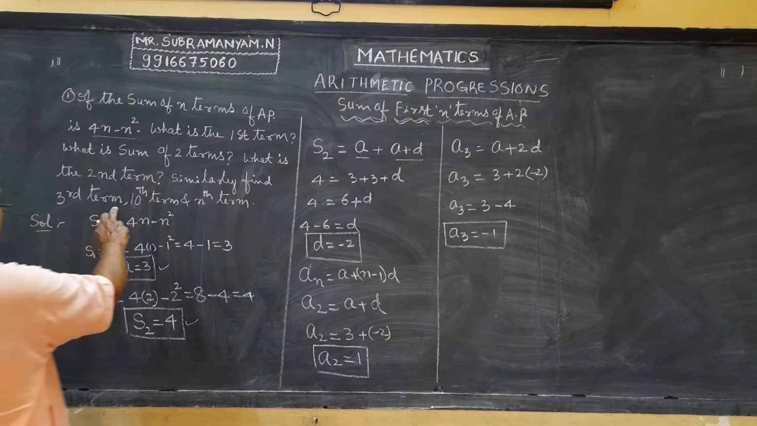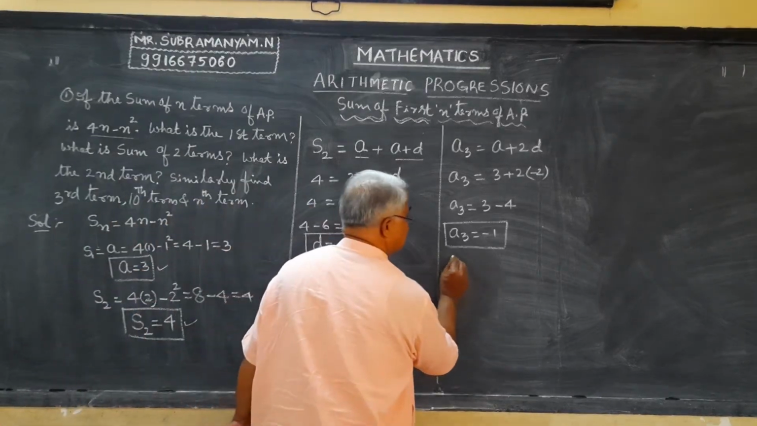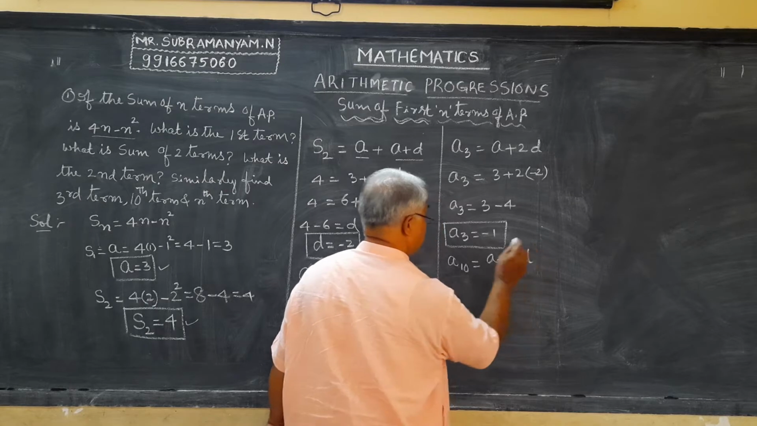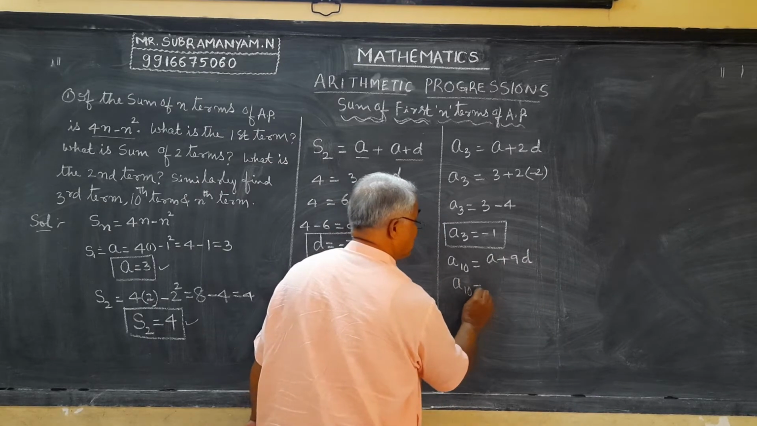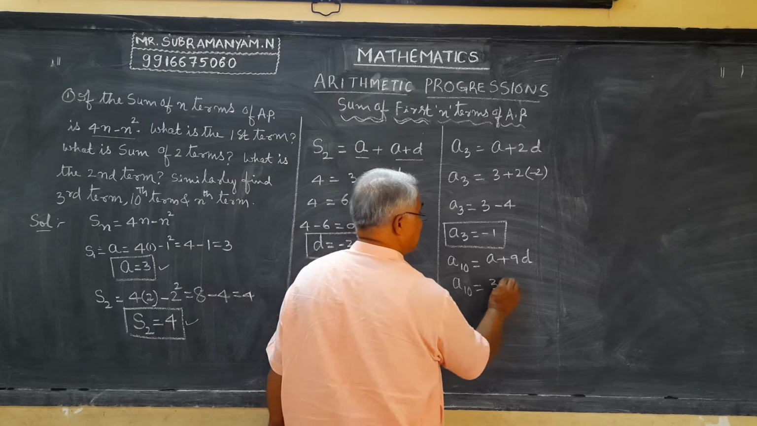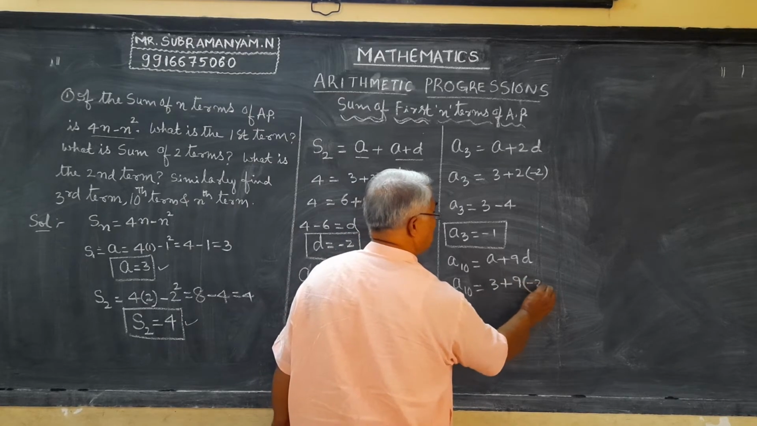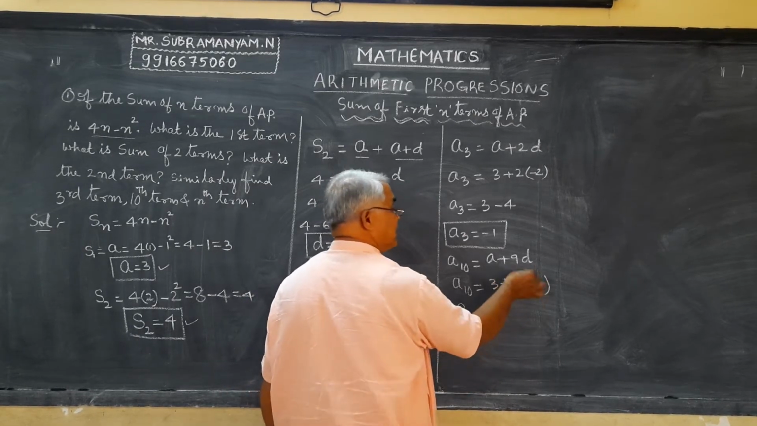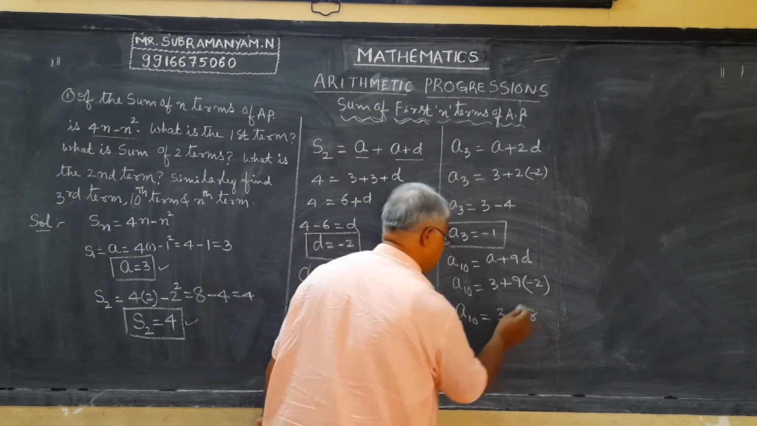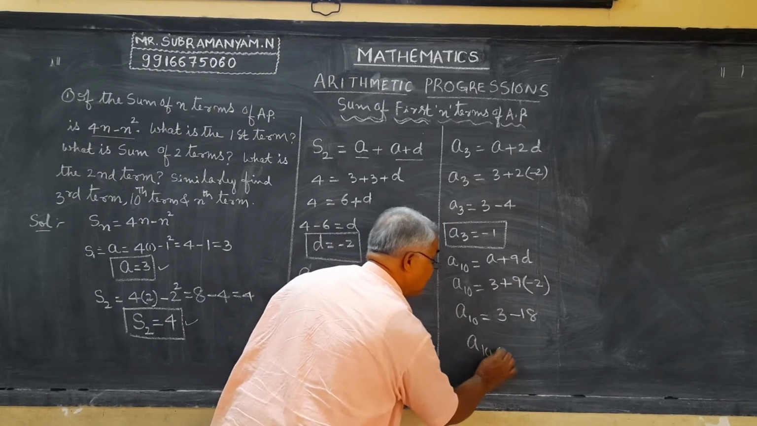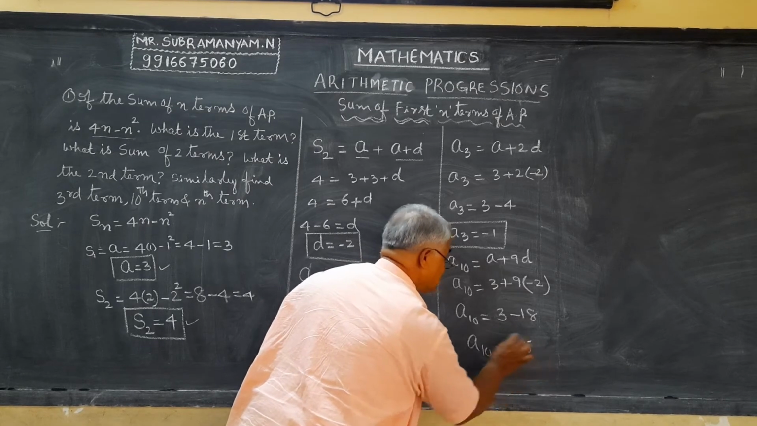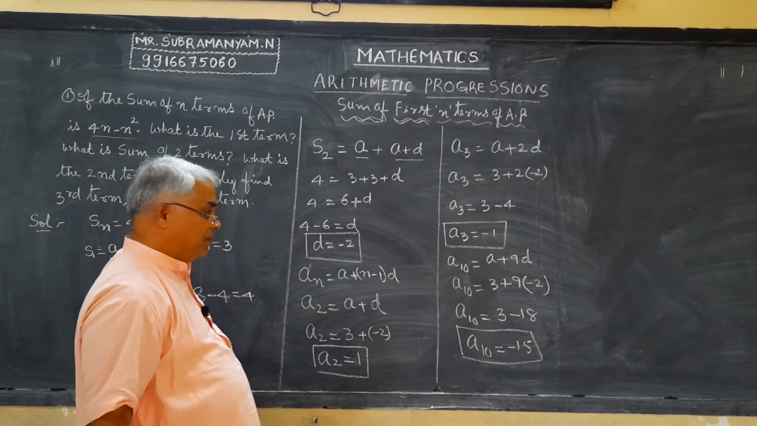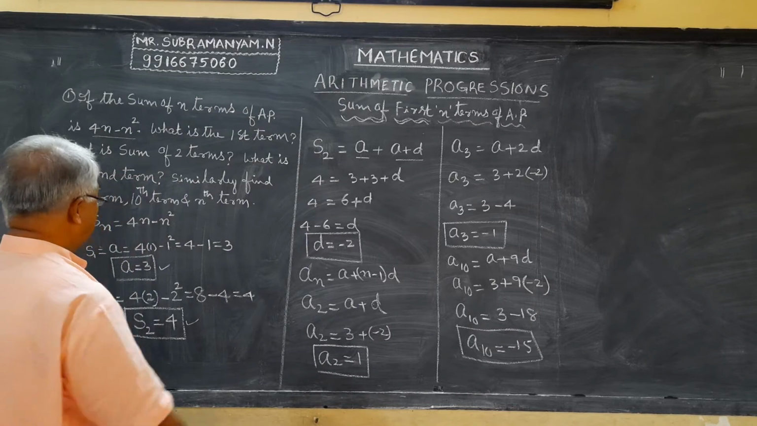We have got the a2 value and we have got the a3 value. So, the next one is the 10th term. That means a10 equal to a plus 9d. a10 equal to a value 3 plus 9 into d value minus 2. a10 equal to 3 plus into minus, minus 18. So, a10 value is minus 15. Like this we can find any term.